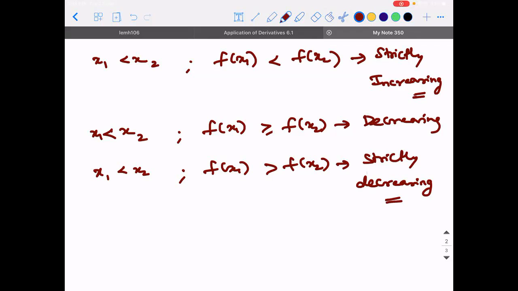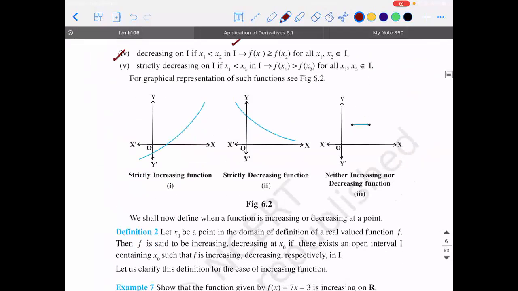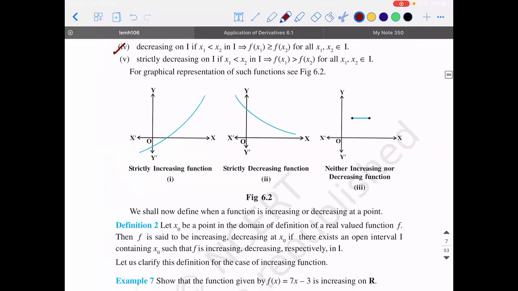Now I will take all these things and apply it to the graphs that are shown in the question in the textbook. See, this is a strictly increasing function. This is a strictly decreasing function. This is neither increasing nor decreasing, so this can be called a constant function in that particular interval.